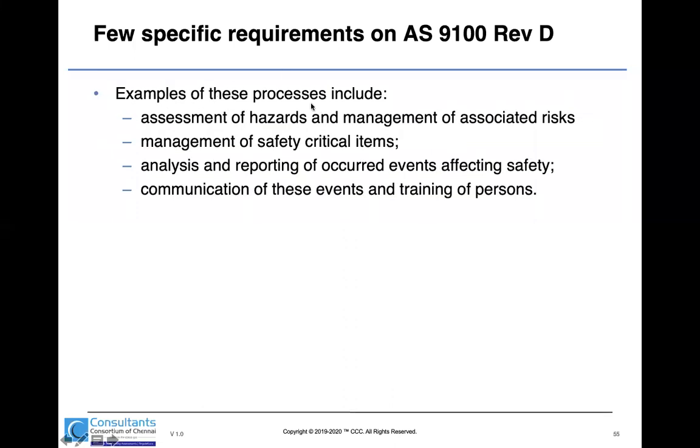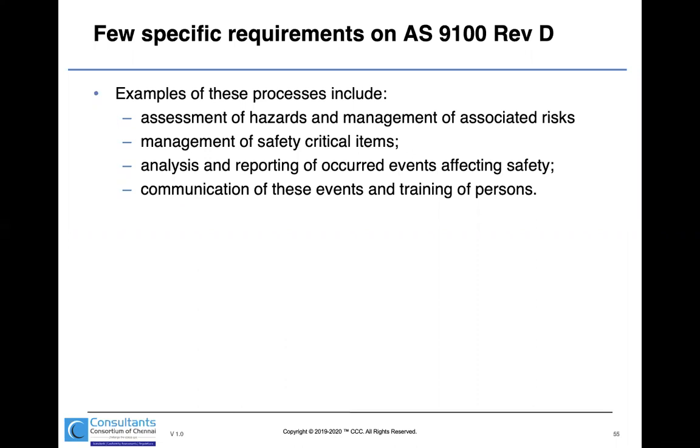Your processes may include this: assessment of hazard and management of associated risk. For this hazard, again, we need to consider how my product is going to behave when it is in use, when it is assembled at my next stage, right? In that product safety context, we have to identify the hazards, assess the hazards, and manage risk associated with those hazards. Then we come to know whether it is a critical item or not.